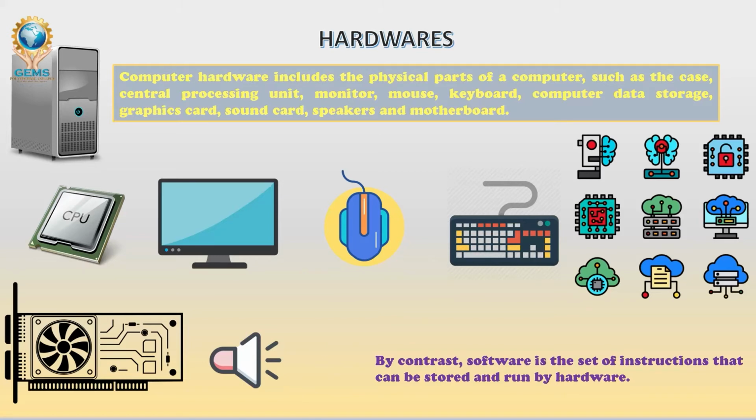By contrast, software is a set of instructions that can be stored and run by hardware, because without hardware we can't run software. There must be hardware to run software, because it is an instruction that we have to give to some hardware device to function properly.